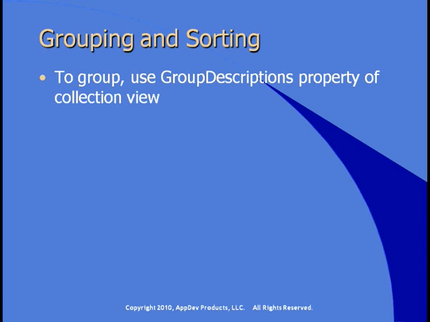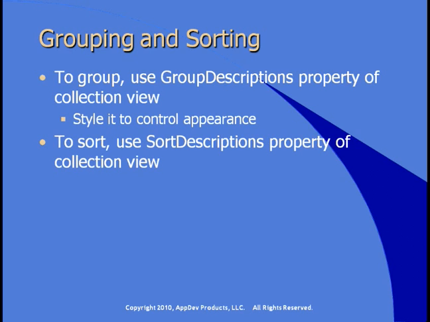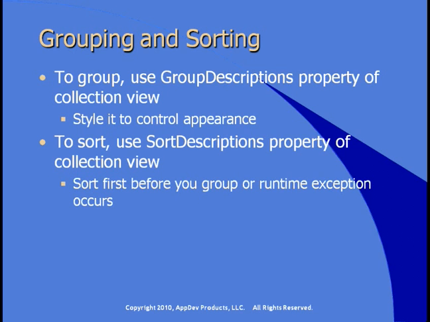To group, you use the group descriptions property of the collection view. And the collection view is the view based on the underlying collection, whether it's customers, orders, order details, what have you. You can style the data grid to control the appearance of groups. And to sort, you use the sort descriptions property of the collection view. As you know by now, the sort descriptions property contains sort description structures that specify the column to sort on and the order. And you should always sort first before you group, or a runtime exception occurs. You can't group on country if the underlying customers are not ordered by country.